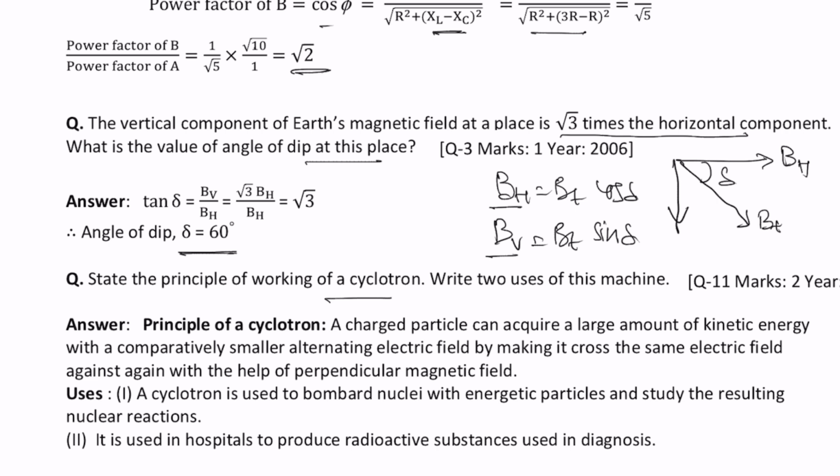Now, the principle of the cyclotron we have already explained. Two uses of this machine. Actually, the cyclotron is used to produce high-energy charged particles. These high-energy charged particles are used to bombard nuclei and study the resulting nuclear reactions. This is the number one use. Second, it is used in hospitals to produce radioactive substances used for diagnosis.